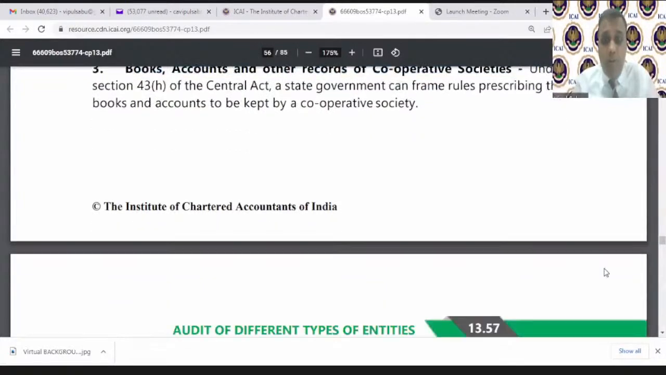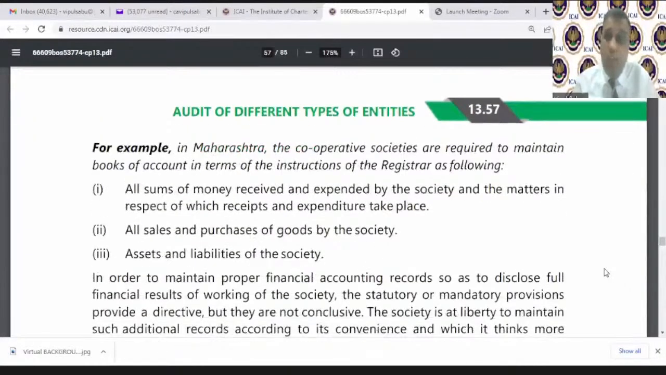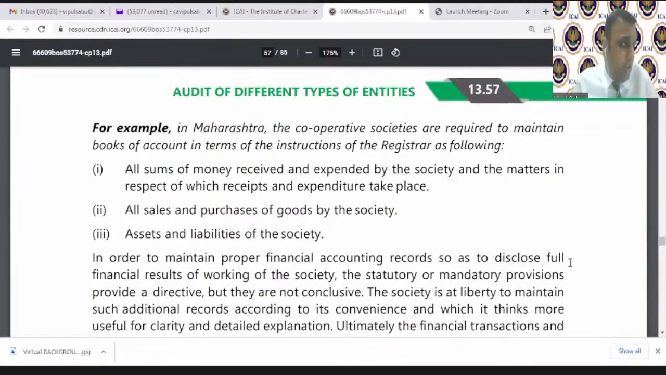Books, accounts, and other records to be kept by a cooperative society. They have given the example of the state cooperative. For example, in Maharashtra, the cooperative societies are required to maintain books of account as per the instruction of the registrar with respect to all sums of money received and expended, basically income and expenditure, all sales and purchases, and assets and liabilities of the society.